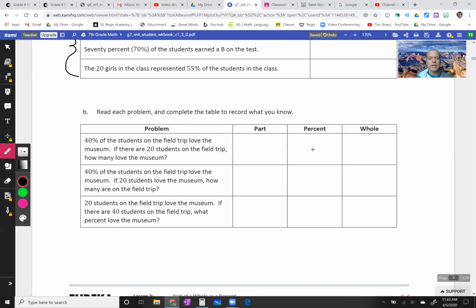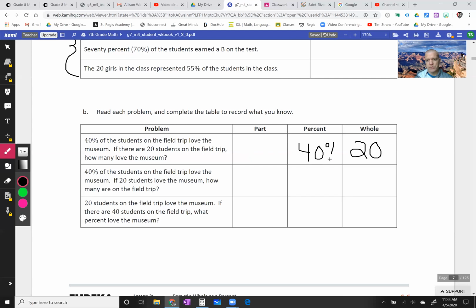Okay, so there's 20. If we read this again, sorry, I'm going to read this again. 40% of the students on the field trip love the museum. If there are 20 total students on the field trip, how many love the museum? So let's start in this box. How many total kids are there? 20, right? So the whole number is 20. The percent is 40, because that's the percent that love the museum.